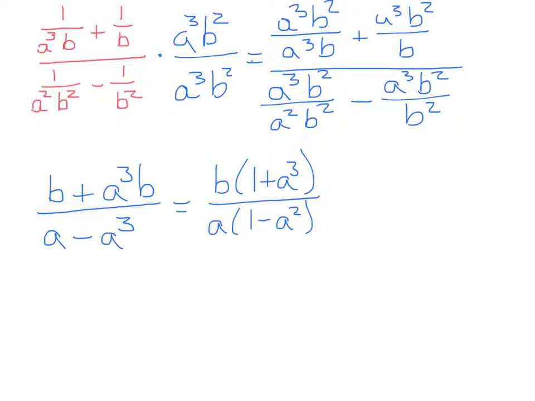And now we have to check to see if we can simplify any further. And you should notice that the denominator has a difference of squares in it, and the numerator has a difference of cubes in it. So we can actually simplify this a little bit further. And that would look like this.